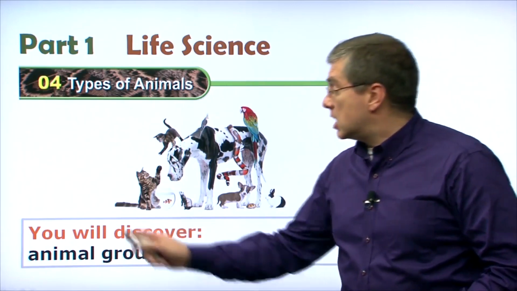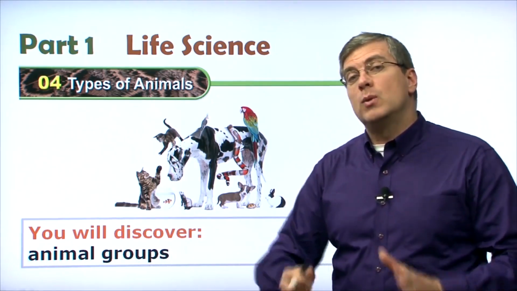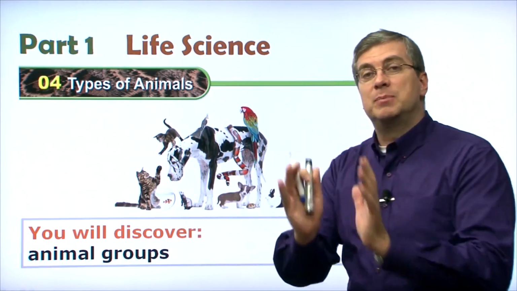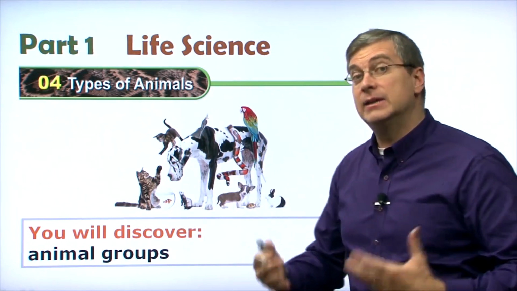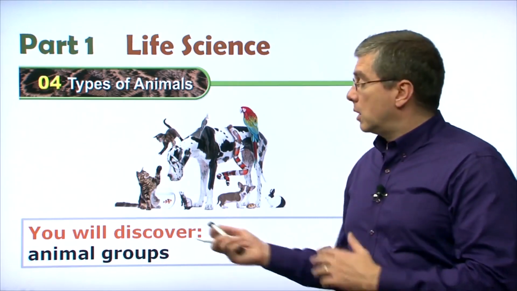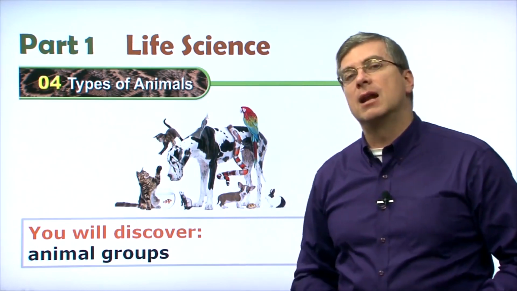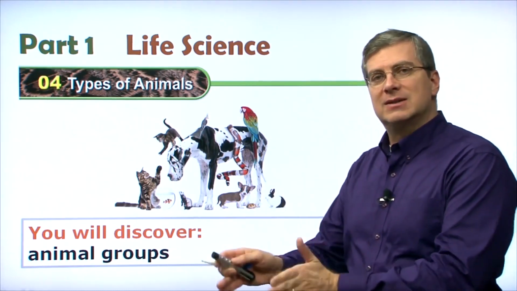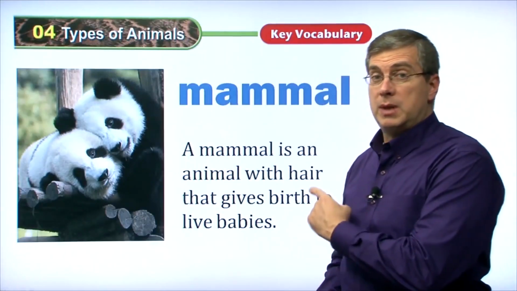In this lesson, you will discover animal groups. That means we can talk about each group of animal as being different or distinct, different from each other in some way. So we're going to look at six different types of animal groups. We can group animals into 6 different groups. Let's take a look. Let's start with the first group here.